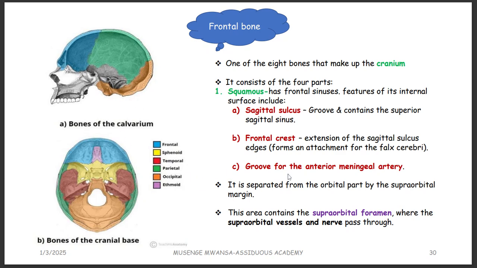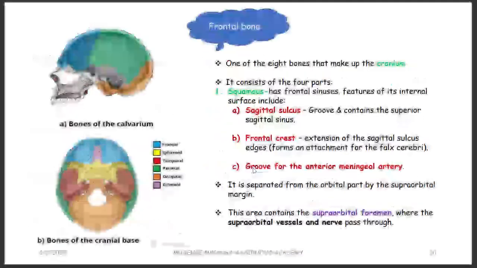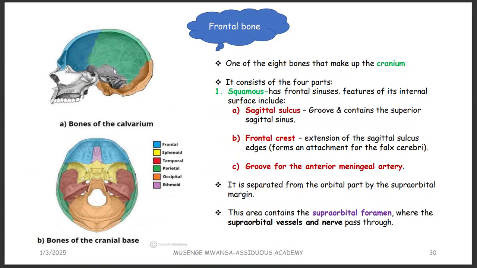The frontal bone has got also the groove for the anterior meningeal artery. You can actually even see them. I hope you can see these small lines that you can see in these bones. So we have got what we call the middle meningeal artery. It has got the anterior division, the middle division, and the posterior. Specifically, the anterior division will form grooves in this bone. Okay. So the anterior division of the meningeal artery, not middle meningeal.